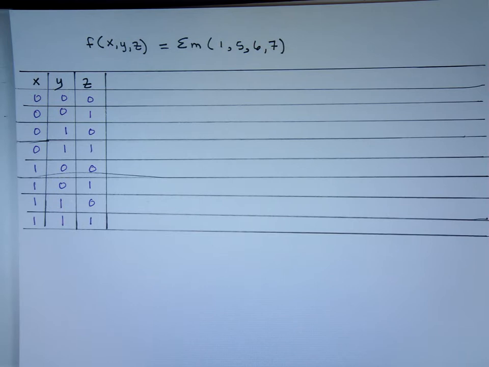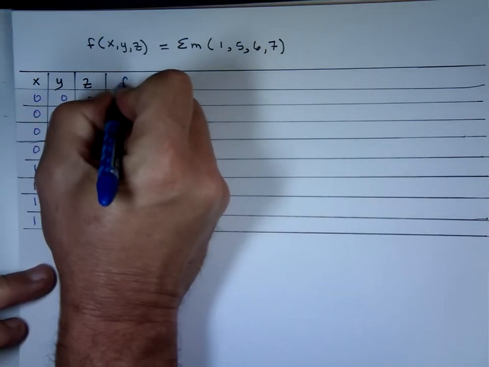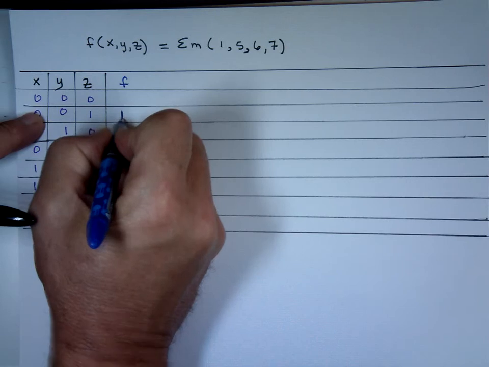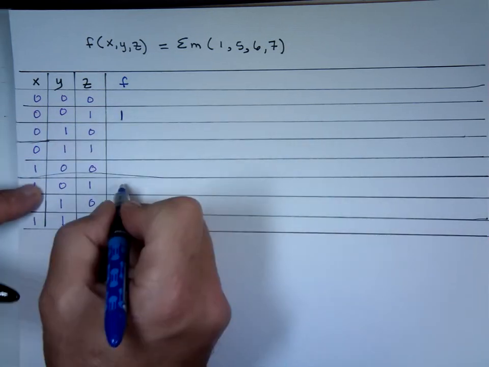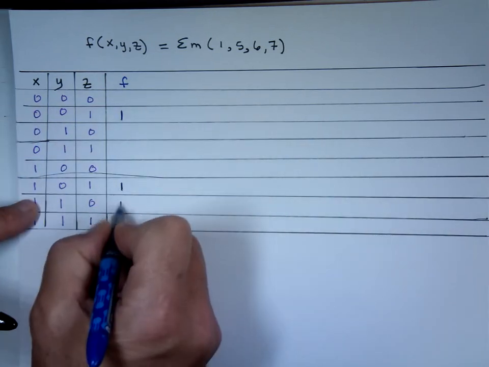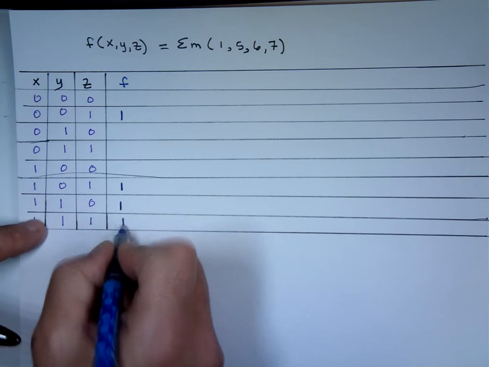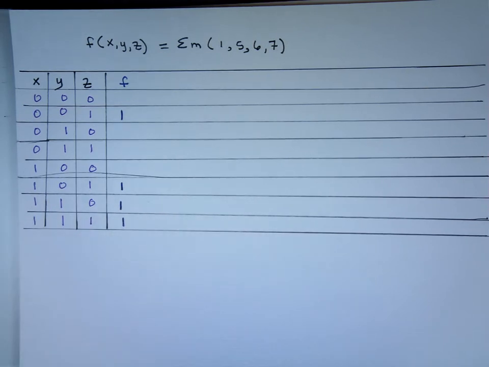Now f, what this one is telling me, f is going to have a value of 1 where? 1, 5, 6, 7. F is going to have a value of 1. This is the 1. This is the 5. This is the 6. This is the 7. That's the minterms. That means the rest of them will be what? Zeros.